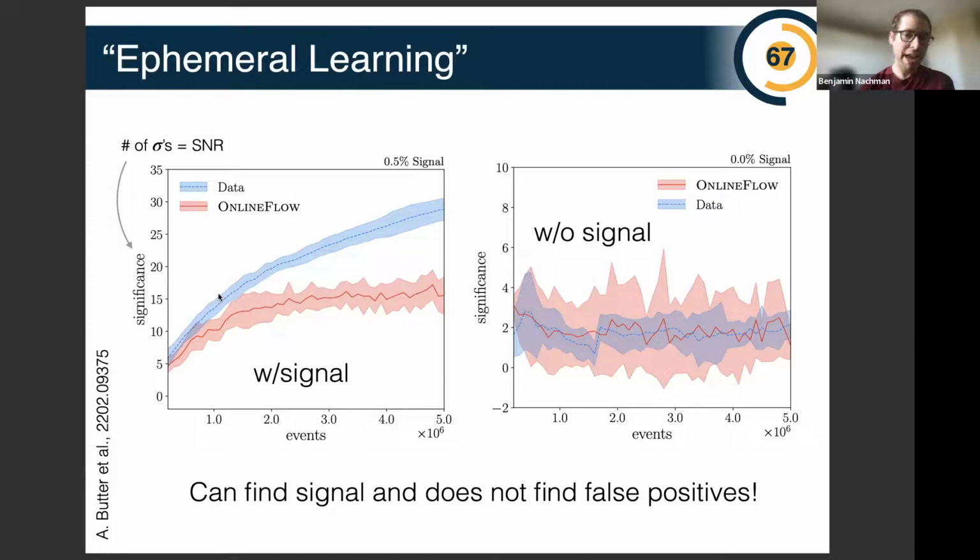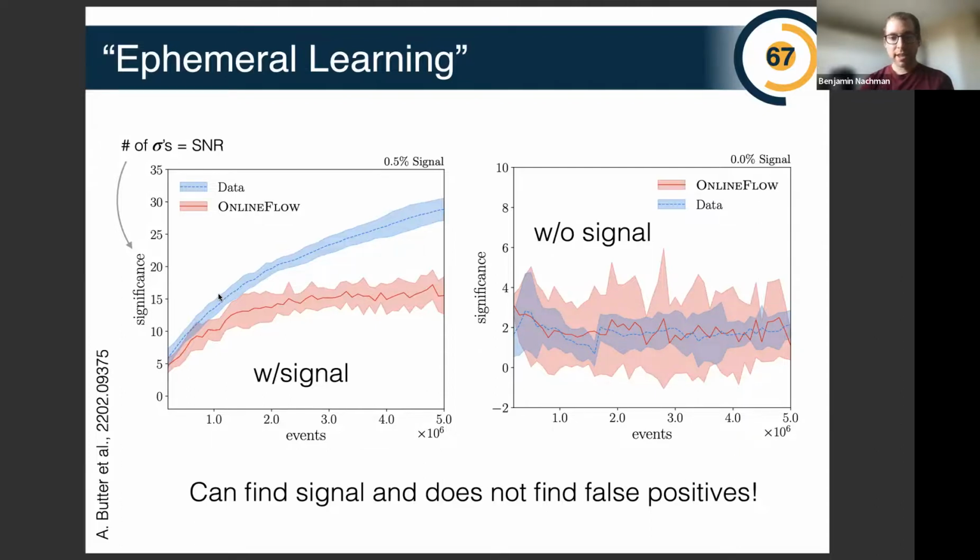But also importantly, on the right-hand side, this is without signal, and without signal, it doesn't find anything. So there are no artifacts from the procedure itself, and if there is something, it's able to find it. And just to be clear, what we do on the left-hand side for the red is after we've collected the data, offline we sample from the normalizing flow, and then we do a bump hunt to see if there's anything that was captured by the normalizing flow.